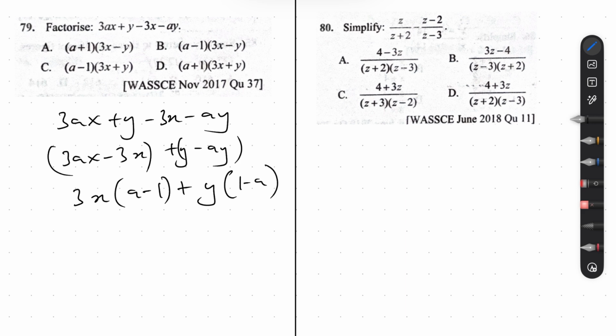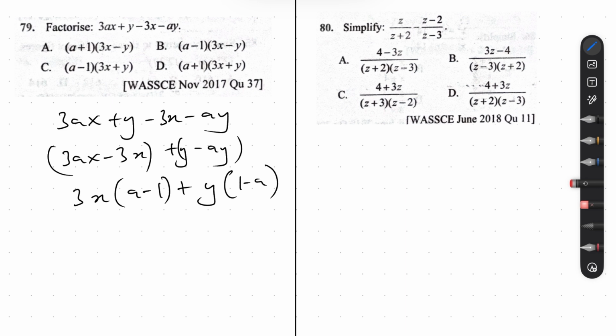Cool. Now, what is common between this and this? Nothing is common, right? Actually, something is common, just that we can't see it yet. Now, if you multiply a minus 1 by negative 1, we have what? 1 minus a, right? Try it. Multiply this by negative 1. What do you get? 1 minus a, right? That means we can factor negative 1 out of here, and then we have 1 minus a, which is the same as here. So we can factor that out.